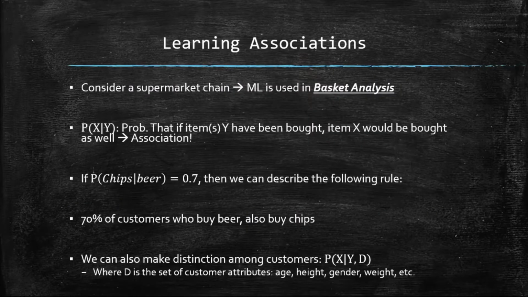Now, when it comes to learning associations, there's a very well-known problem that can be solved with machine learning, and it's called the basket analysis. Imagine you have a supermarket chain, and as a manager, you want to figure out if there's a pattern between certain products in your market chain.